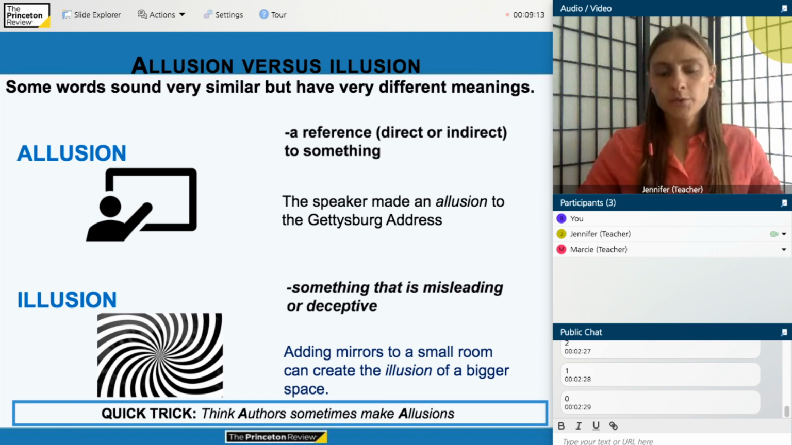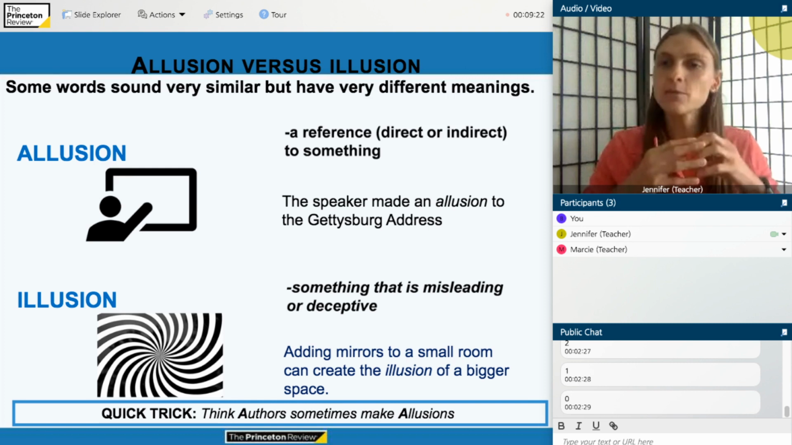And one quick trick here, you can think that A is for author. Authors sometimes make allusions, and a lot of times authors are alluded to. So if you keep all of your A's together, you can remember that the allusion is the reference, often done by authors or to authors, about authors.